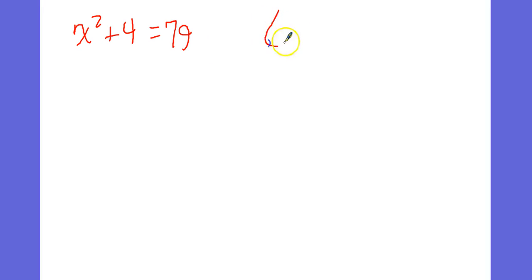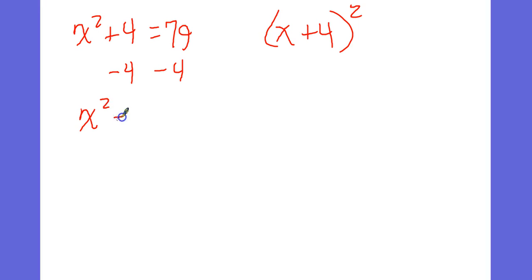Here's a perfect square: x plus 4 quantity squared. Now, that's a perfect square. But I can't factor this into a perfect square. So you know what I have to do first? Move the 4. So x squared equals 75. Now we are 100% sure the conditions exist so we can apply the square root property.